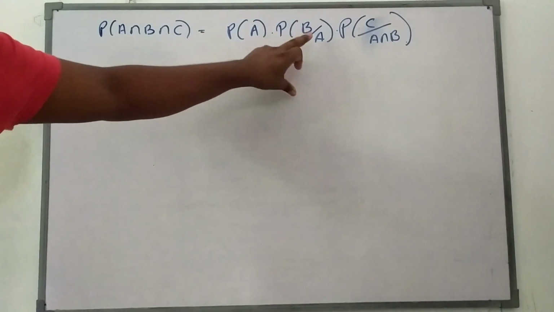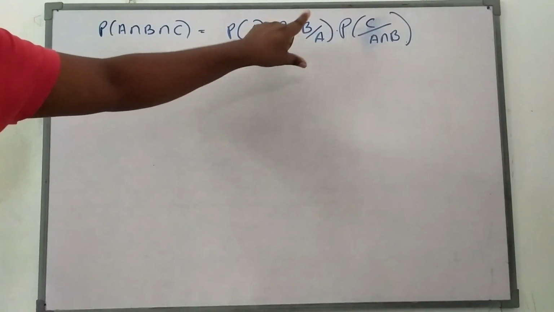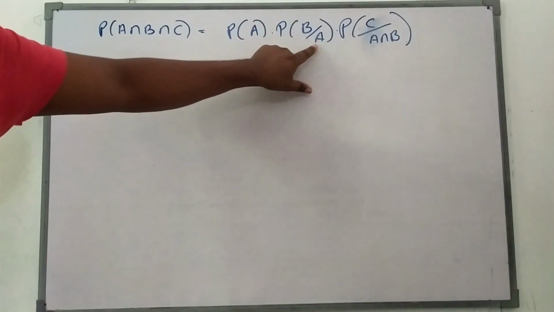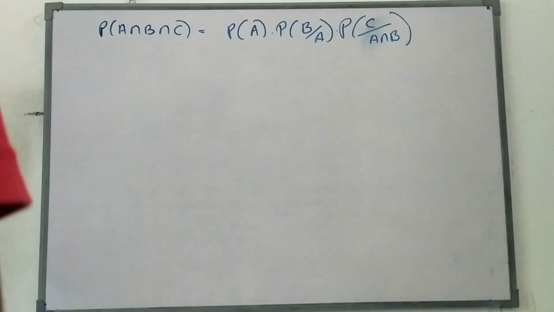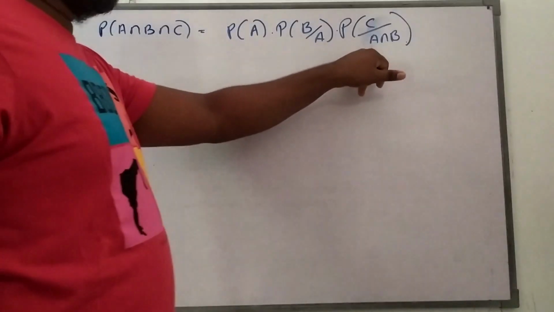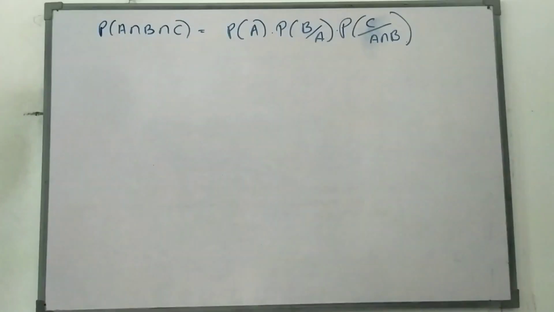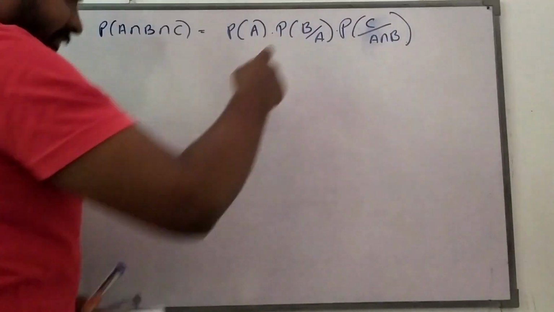What is this? This is the conditional probability of B happening when A has occurred. And this is the conditional probability that the event C happens when A and B have happened. So I'm going to prove this using the right hand side.